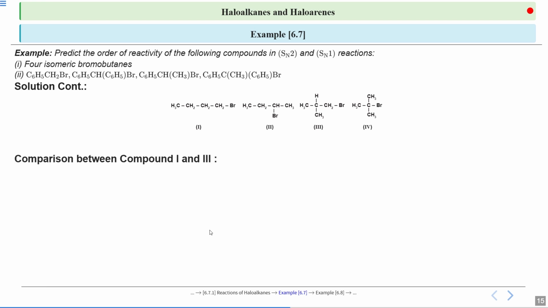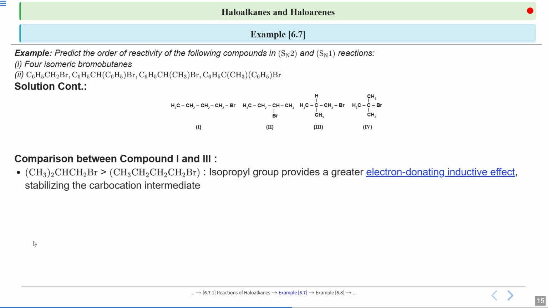Comparison between the 1st and 3rd you have to do, because both will give a primary carbocation. It is very clear in the 4th and the 2nd that the 4th is tertiary and will give a tertiary carbocation, so it will be most reactive. The 2nd will give a secondary carbocation, so it will come after the 4th compound. But in the 1st and 3rd you have to compare because both will give a primary carbocation.